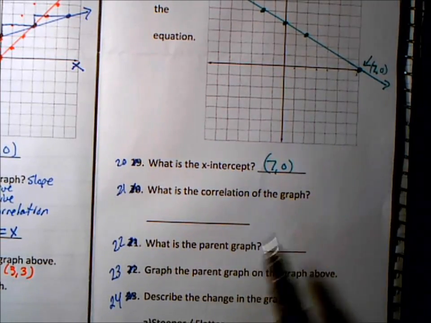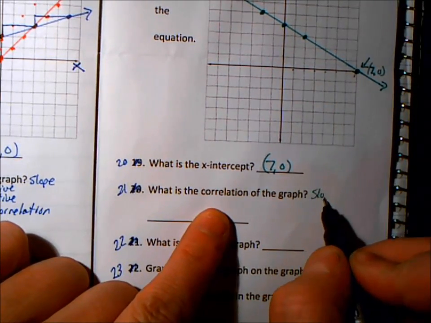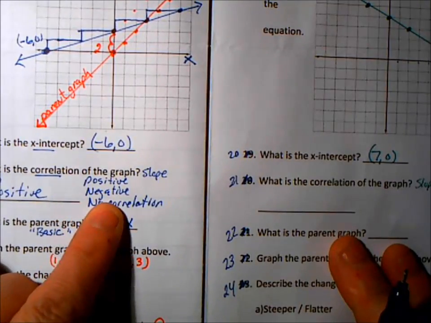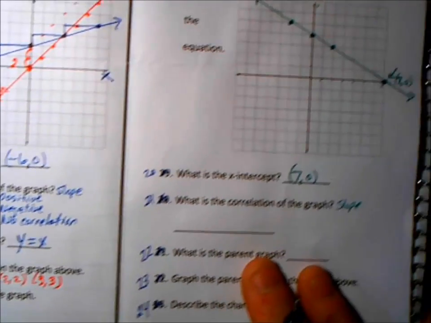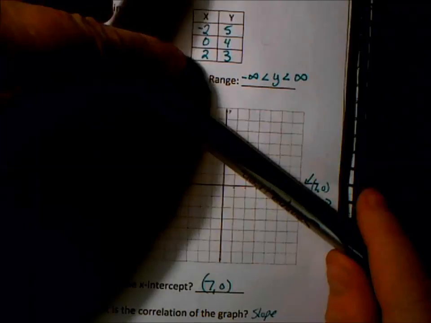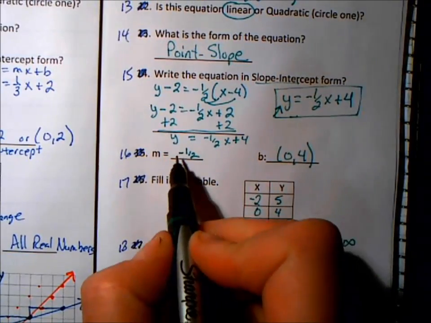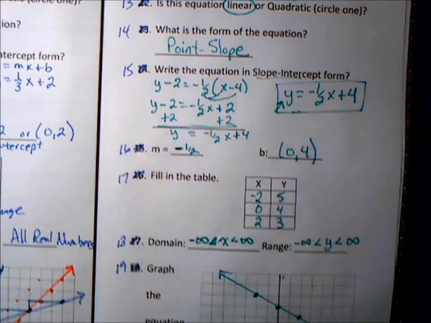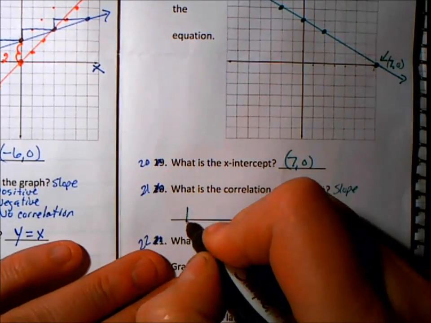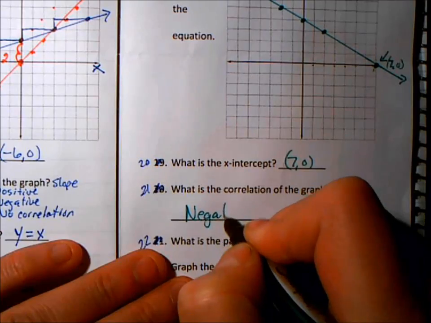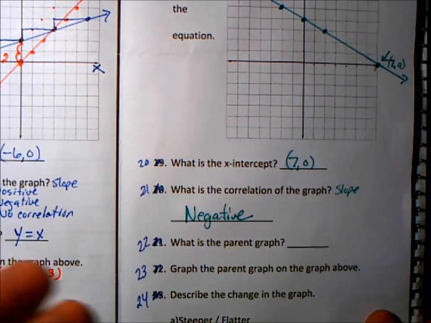Alright, correlation. This is talking about slope again. Remember that. I either have a positive, negative, or no correlation actually taking place. If I look at my line, notice this one is going down in this direction. I can also look up here at slope and notice it has a negative 1/2. So that means this has a negative correlation.